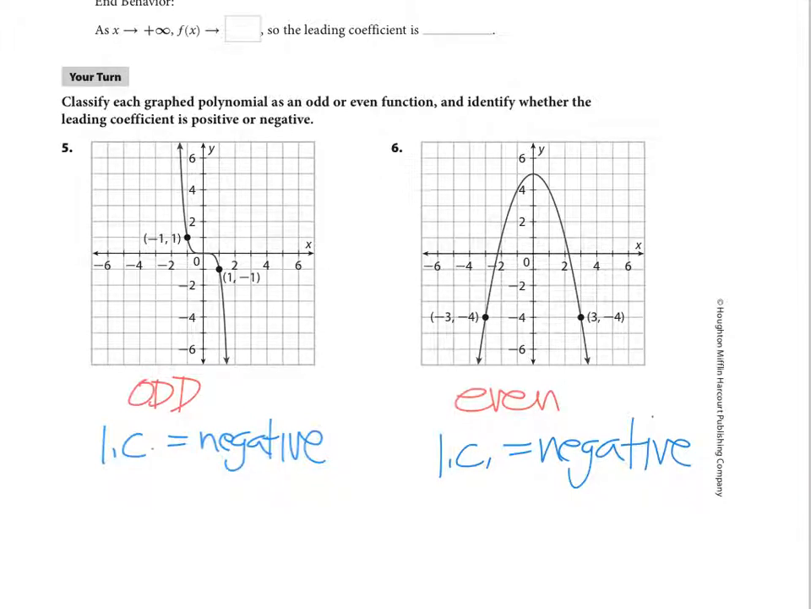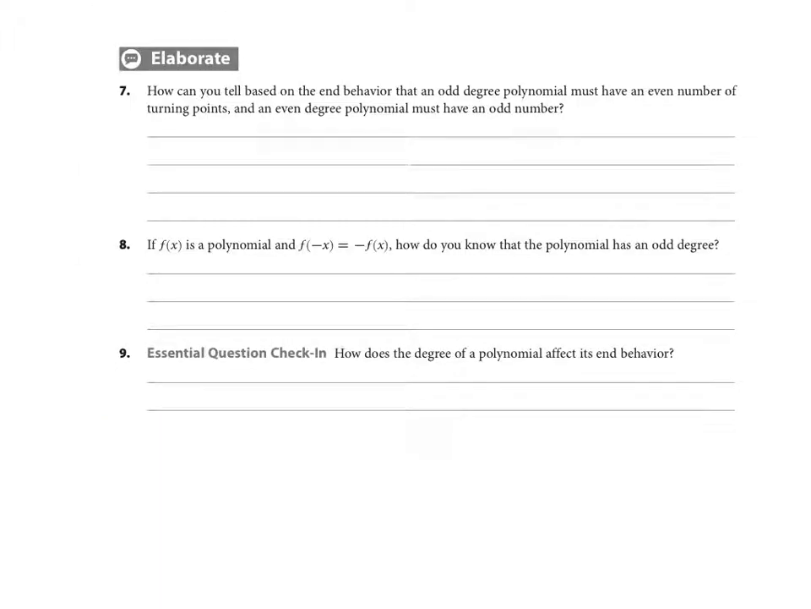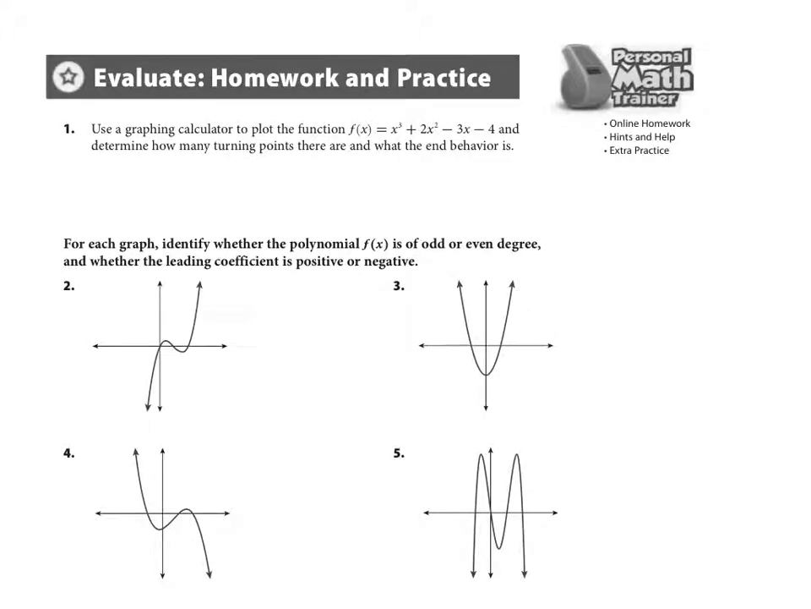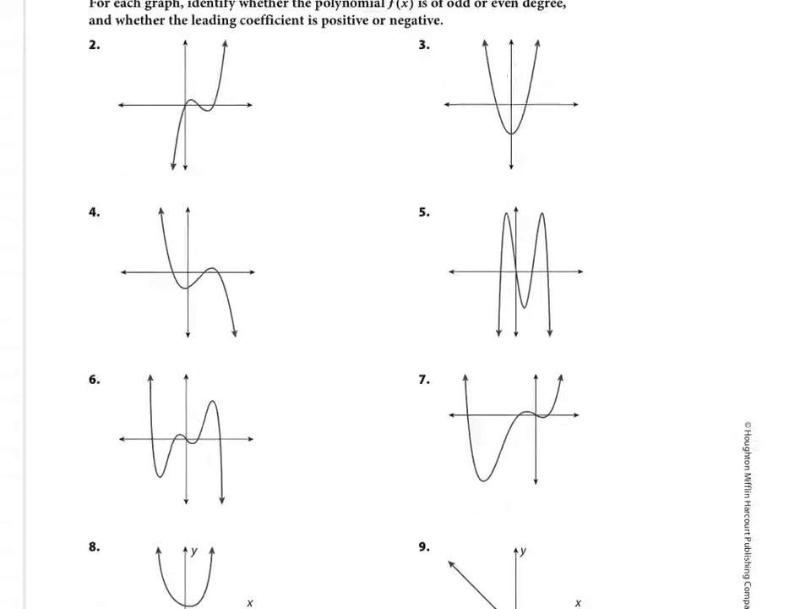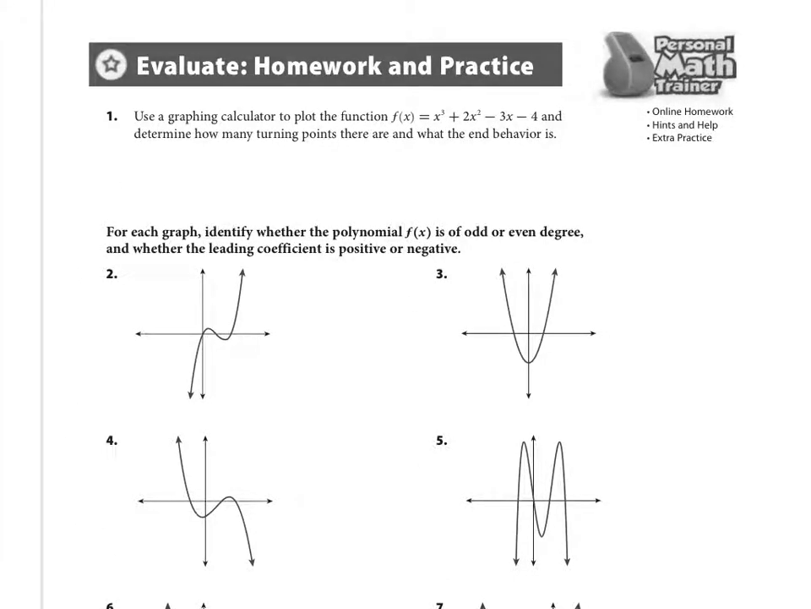So we're really just kind of looking at functions. This particular homework, you're going to be doing page, look down here, page 1162, numbers 1 through 18. So again, all you're doing is looking at it. You're talking about the behavior, looking at is it odd or even, and what's the leading coefficient value going to be.